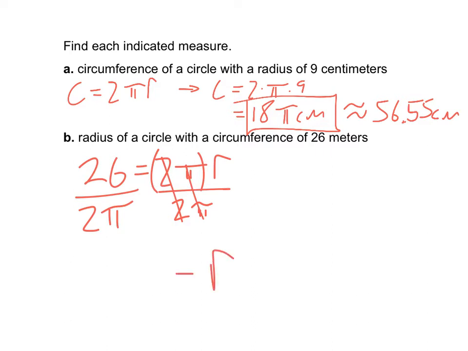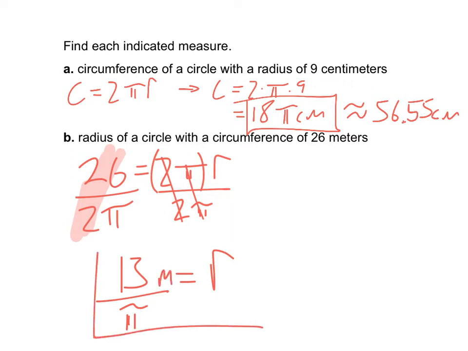We're left with a radius. And 26 divided by 2, we can deal with that part of it right there. 26 divided by 2 is 13. We can cancel there, and the pi can't do anything. So the exact answer is 13 divided by pi meters. So that's the radius. Now that doesn't mean a lot to us.